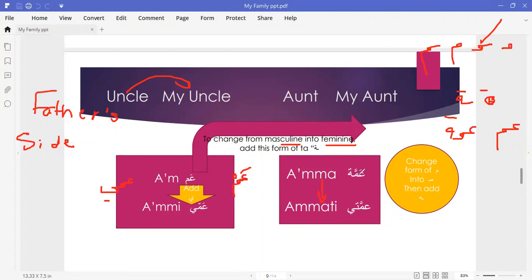Let's go to here. Amma. Okay. Let's change it to my aunt. What does it become? Amma. This ta marbuta is at the end. What do I do? I change it into the middle. Okay. The letter ta in the middle is either like this or like this. So what does it become? Amma. Why did I choose this? Because it's preceded by ma, and ma is one of the letters that is connected to the letter after it. So amma. I change this ta, and then what do I do? I add ya. It becomes ammati. Okay. This is very easy.